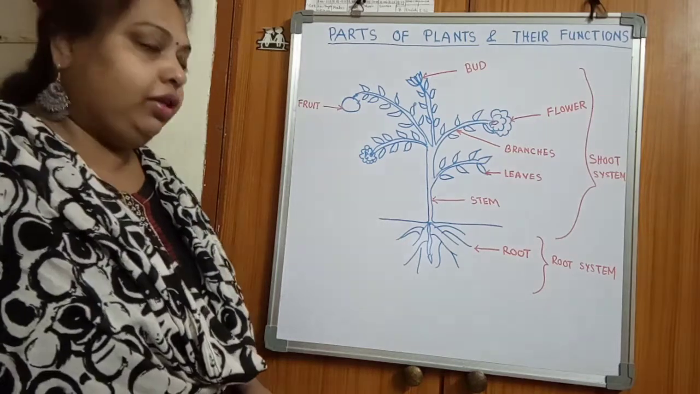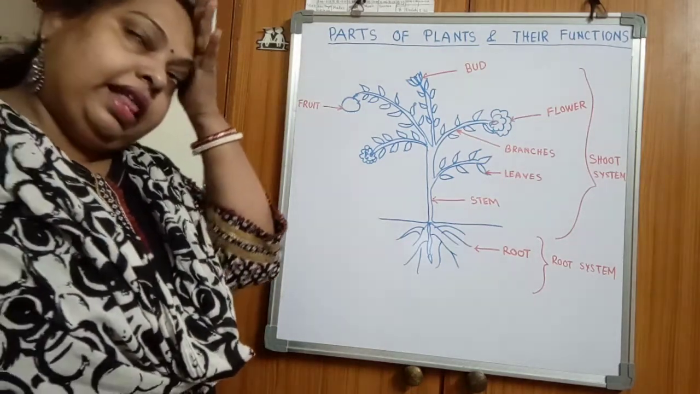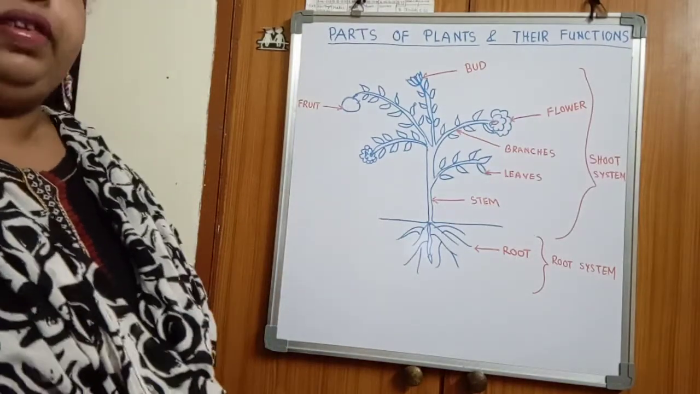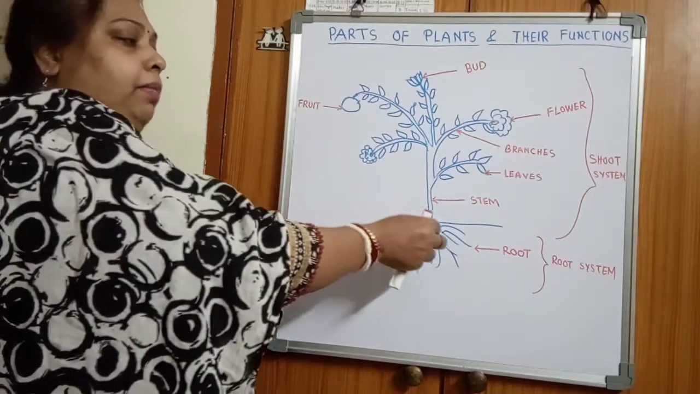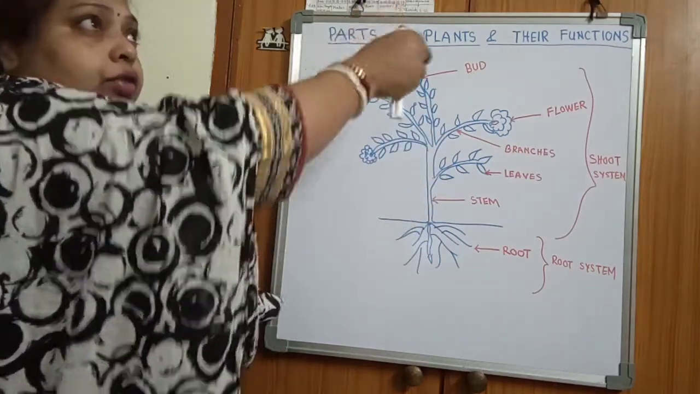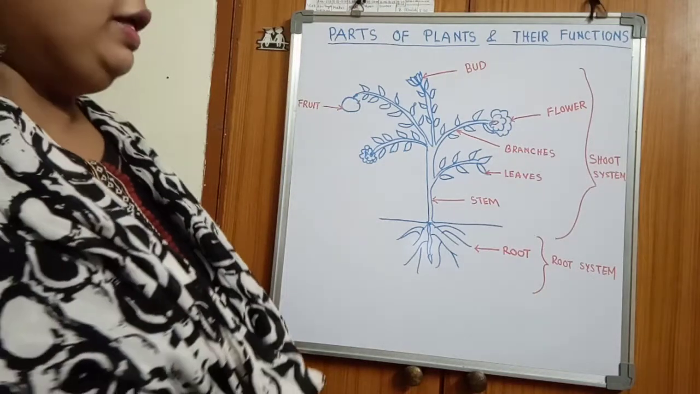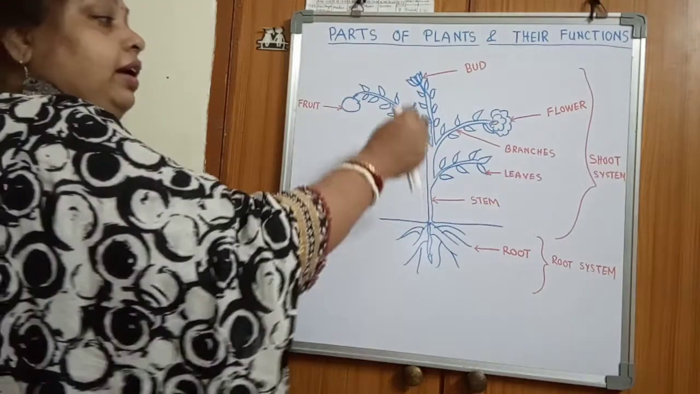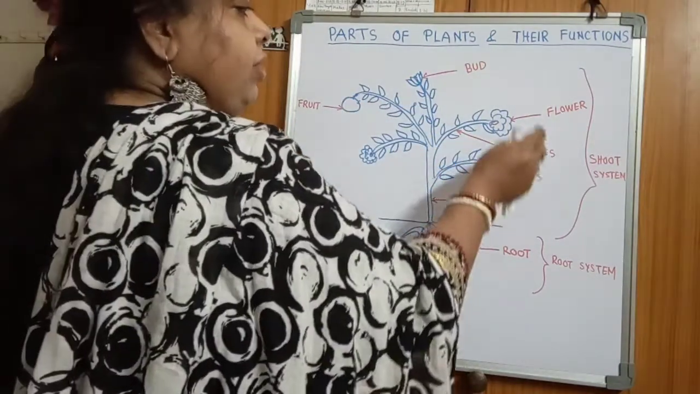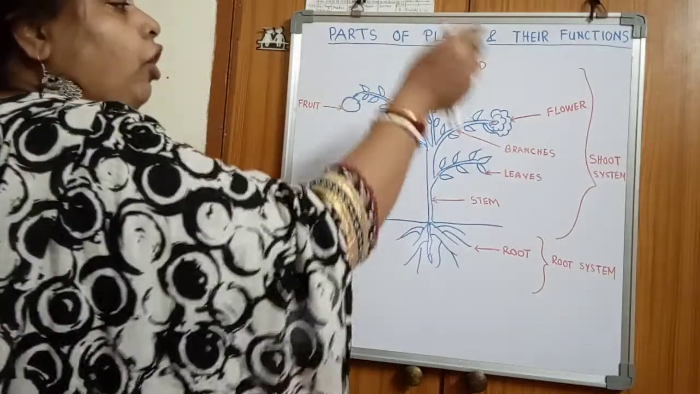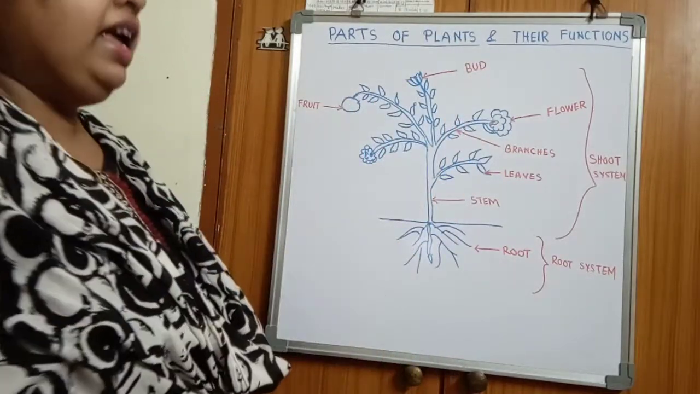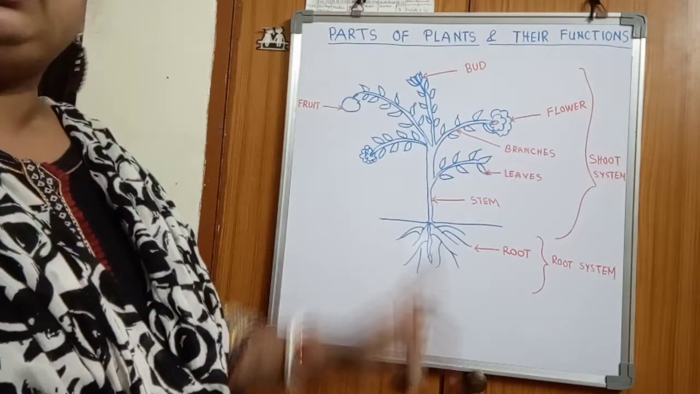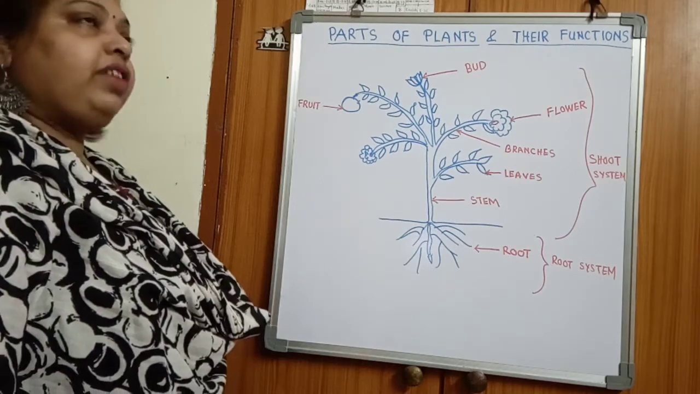I hope it is clear up to this. Now we'll discuss one by one. Now first the stem. What is the function of the stem? Above the ground, the part which we see going up is called the stem. The stem contains in itself the leaves, branches, flowers, buds and fruits. All are attached to the stem only. And the stem helps the plant to stand erect.